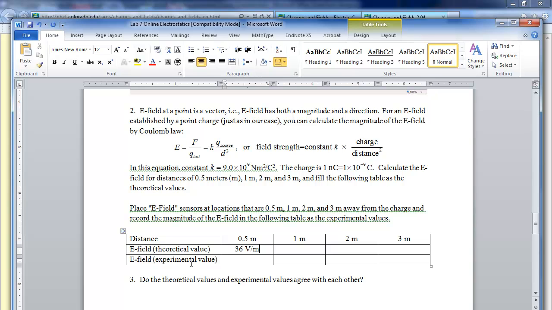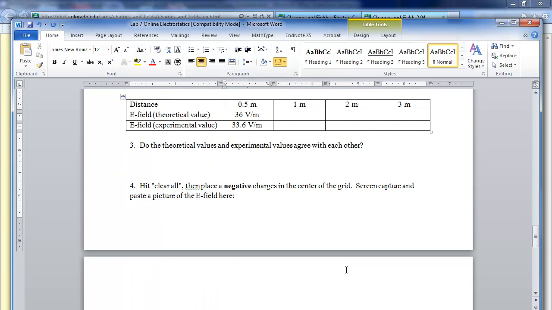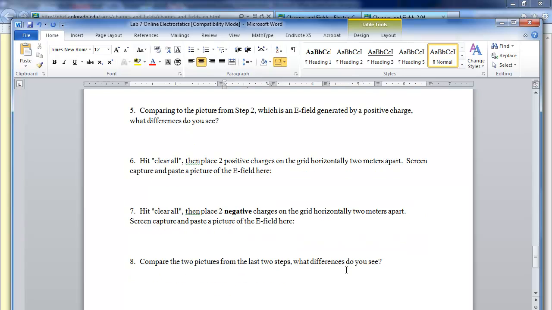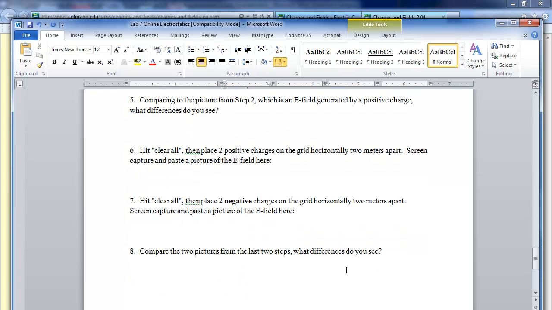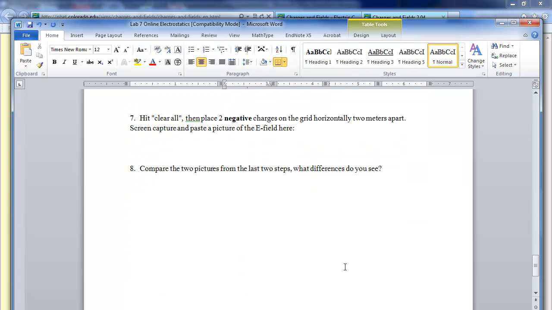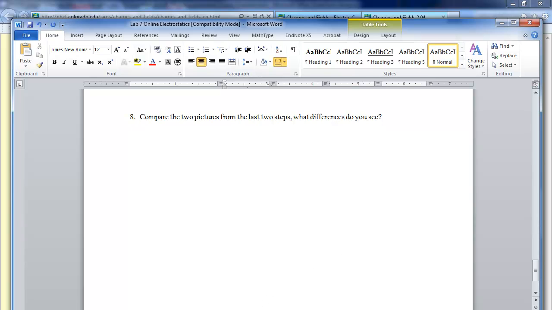And the experimental method, which comes from your simulation, gives 33.6 volts per meter. The remaining part is pretty similar, and you are just going to do two charges, a negative charge, and compare all those. I guess that's all for the instructions.